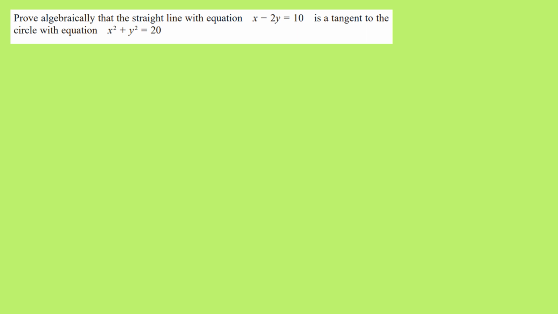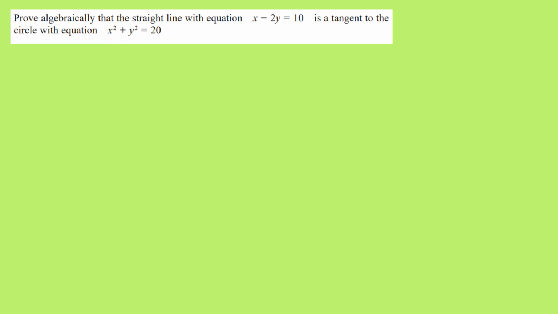Okay, so here we have another proof question. Prove algebraically that the straight line with the equation x minus 2y equals 10 is a tangent to the circle with the equation x squared plus y squared equals 20. Now, your brain's going to go one or two ways with this kind of question. You could prove it's a tangent by showing that the gradients are perpendicular. However, we've not been given any point on these two lines, so that's going to be very difficult unless we find a point on the line.